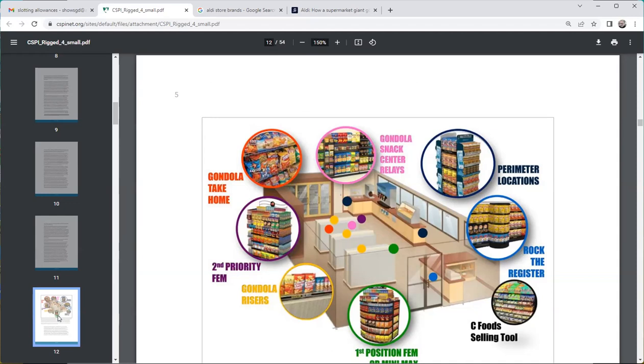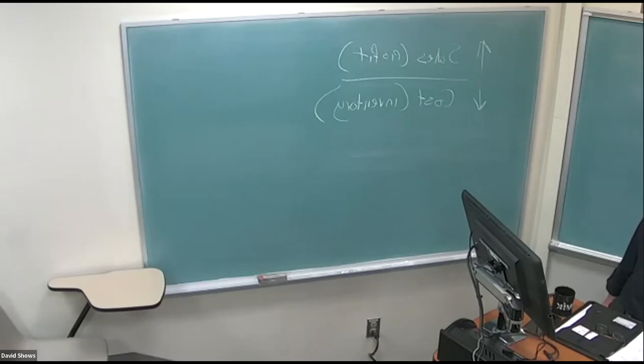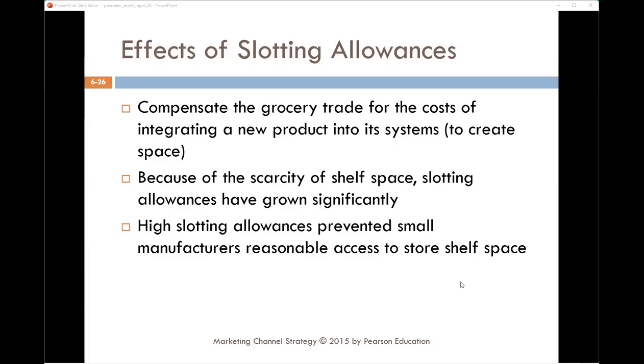Slotting allowances, as they say, have disadvantages to the store and to the suppliers. The biggest one is that they prevent small manufacturers from having reasonable access to that shelf space.